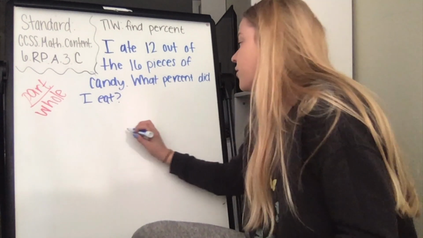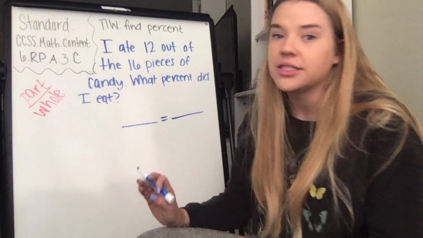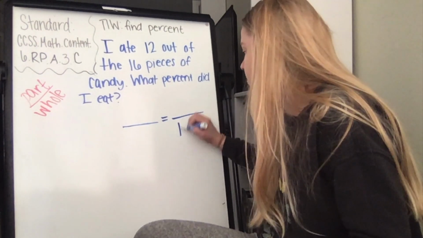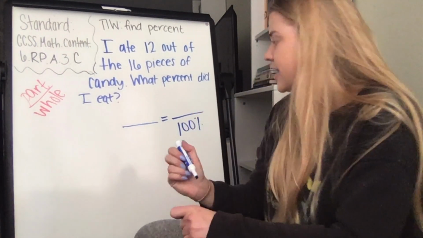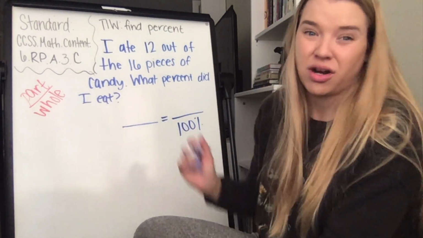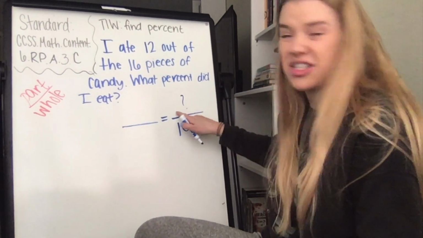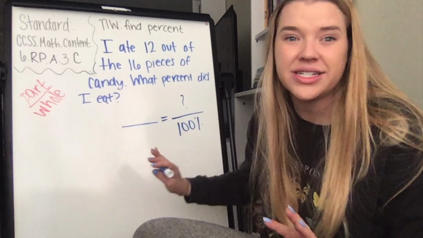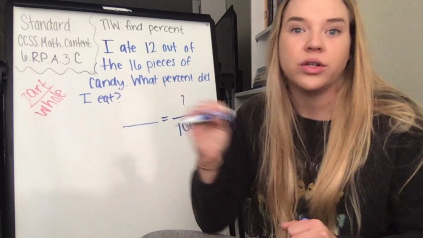So if I'm solving for percent, I'm going to set it up like this. I know for sure 100% goes in the bottom right corner. And they're asking us what percent did I eat. I don't know this. This is kind of my question mark. This is what I'm solving for right here. I have no idea what the other percentage is. That's my goal, to solve.